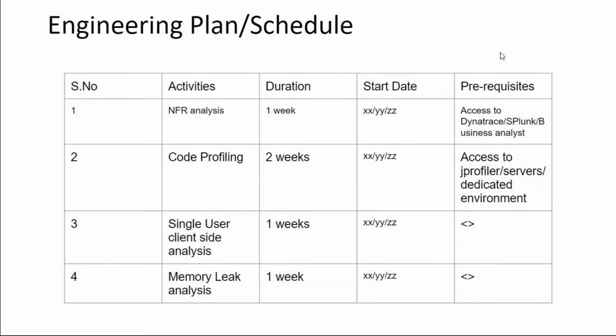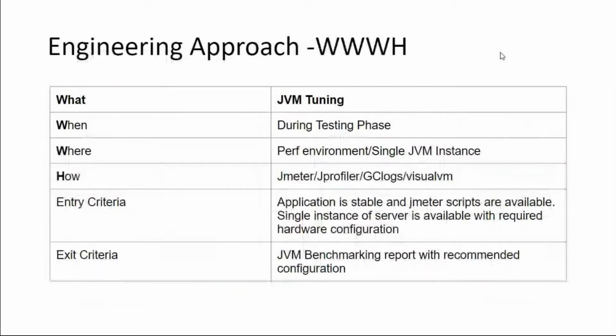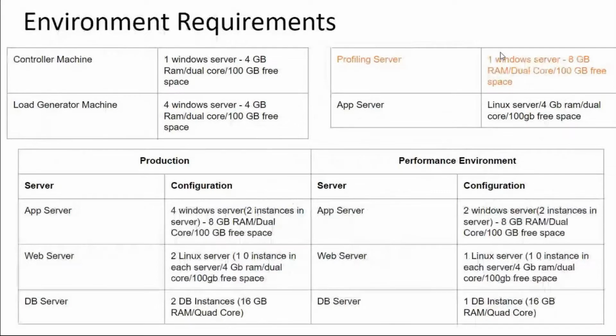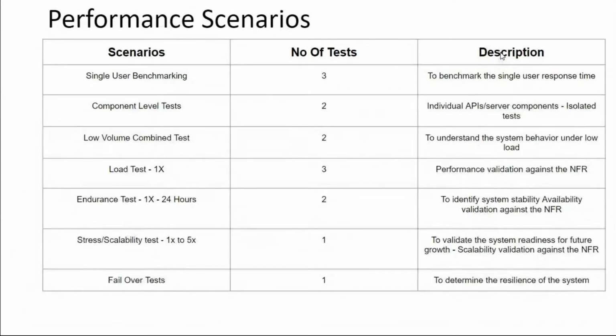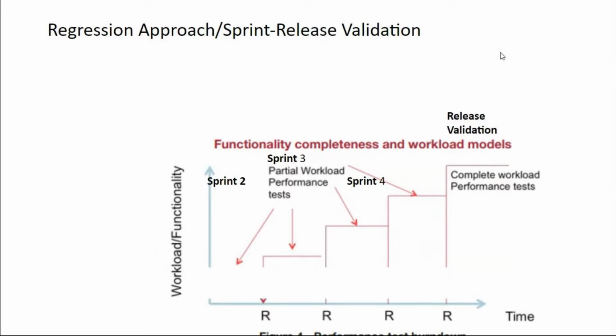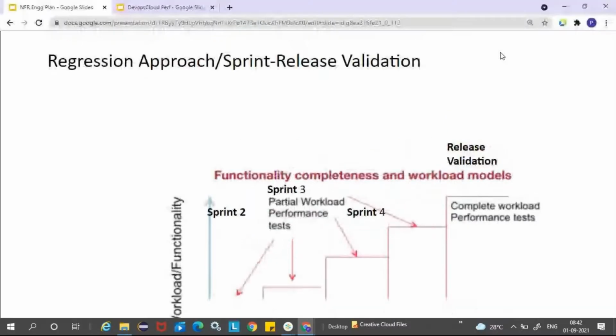We'll try to understand how the plan is going to look, what the approach is, the engineering approach, the environmental requirements, the performance scenarios which we will execute, and during a sprint release, right? For an agile project, how the performance testing and engineering is going to work during a sprint release. Within the sprint, what we are going to do. At the end of the sprint, what we are going to do. End of the release, what we are going to do. Right? That as well, we'll be looking into from an engineering strategy perspective.